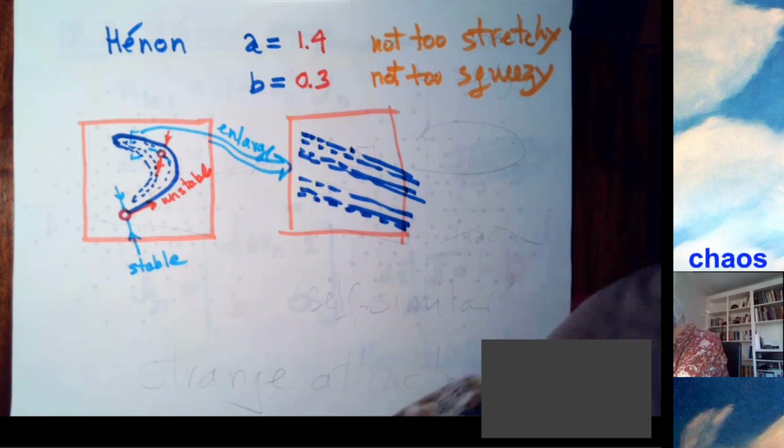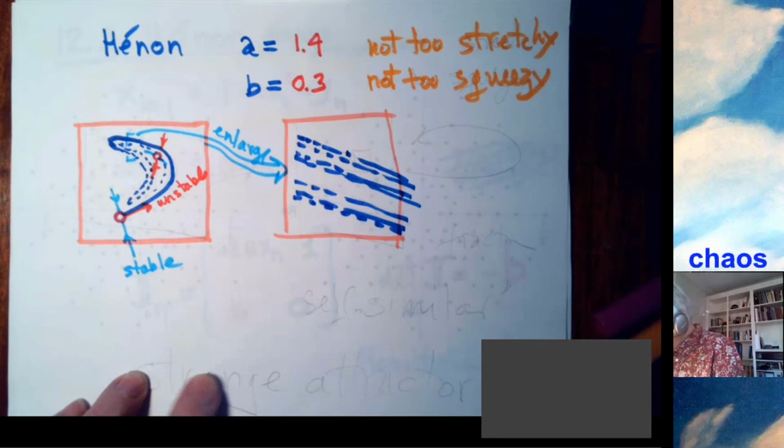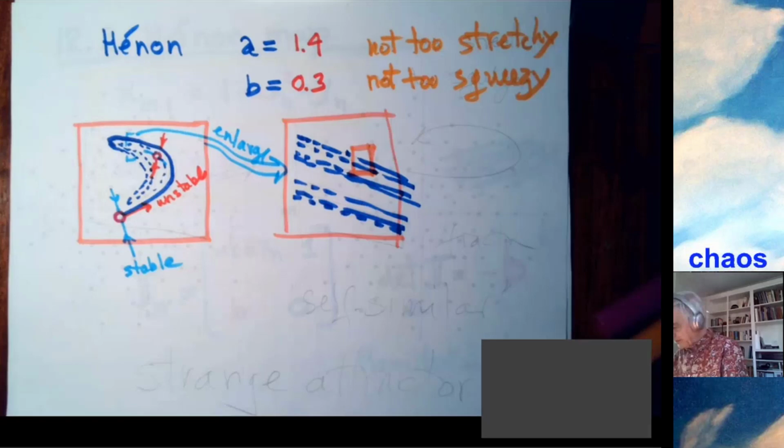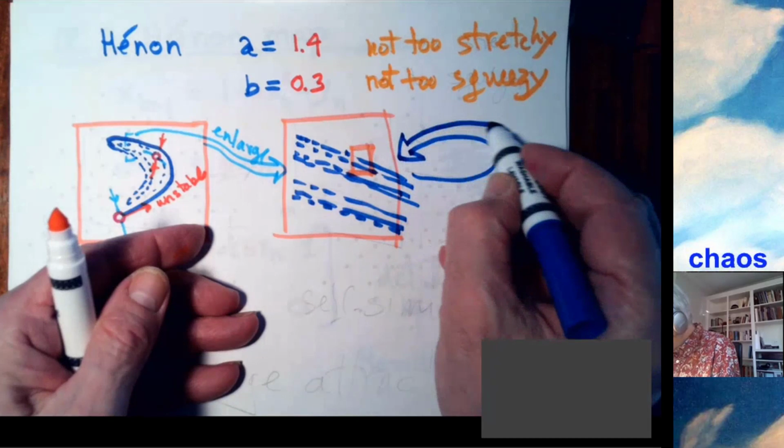Here is one time where PowerPoint would be more useful than a blackboard or this scribbled paper. If you take a small part of this and enlarge it, blow up that square and look what's in there, it will morally, and sometimes also literally, look like that. It'll be self-similar.